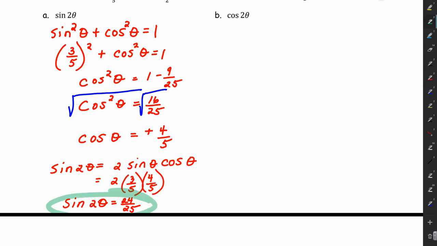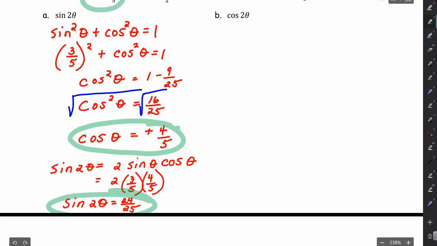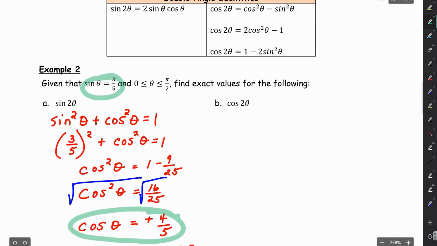All right, for the same problem, we're looking for the cosine of 2 theta. Now, we already know the cosine of theta is 4/5, the sine of theta is 3/5. So we're going to find the cosine of 2 theta, and we're going to pick one of our double angle formulas. You could use any of them. I'm actually going to show you all three, how they all work, but you only have to pick one. So first off, the cosine of 2 theta is equal to the cosine squared theta minus sine squared theta.